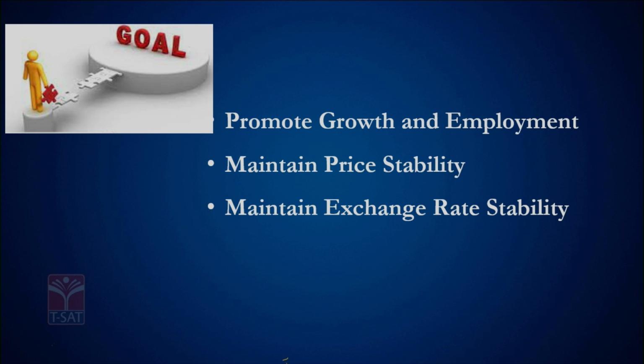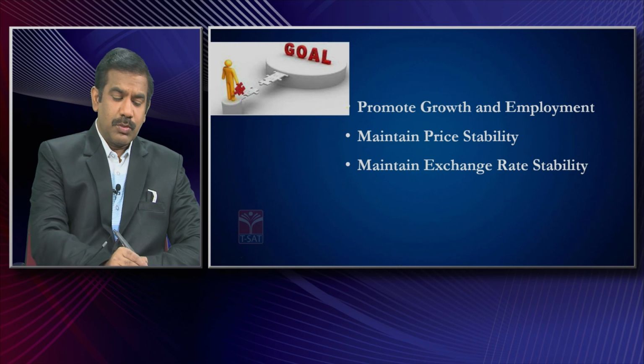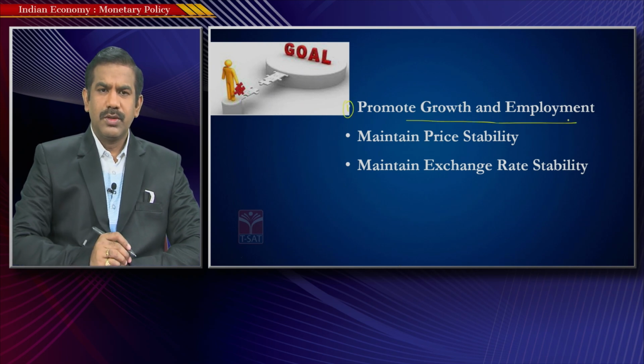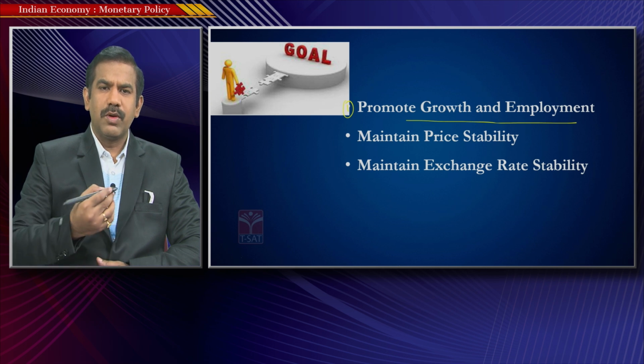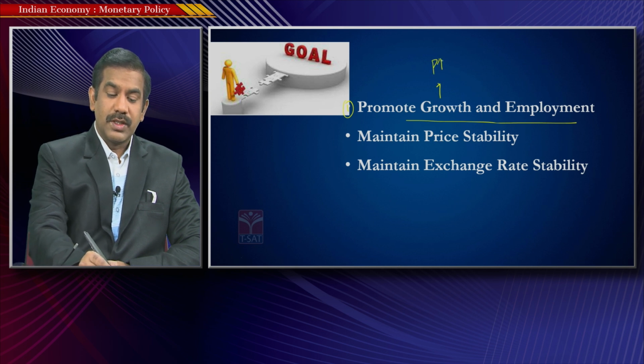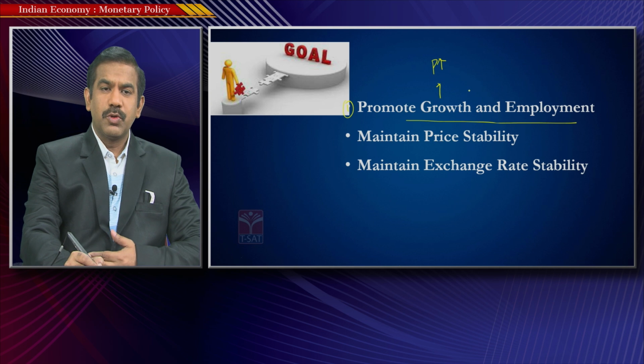Why do we need this monetary policy, and what does monetary policy try to achieve? The first and foremost objective of monetary policy is to promote growth and employment in the economy. I think you can understand how growth and employment are correlated. In the last class I already discussed what growth means: an increase in production of goods and services in an economy. Whenever the economy is producing more and more goods and services, it is set to experience more growth. That is what we discussed in the session on measures of national income and growth.